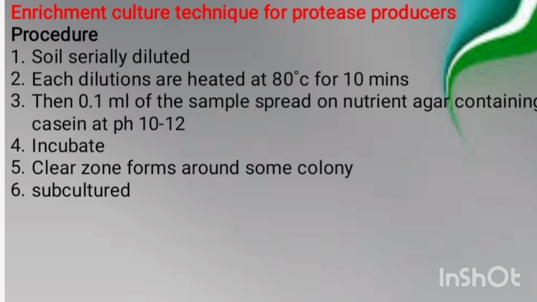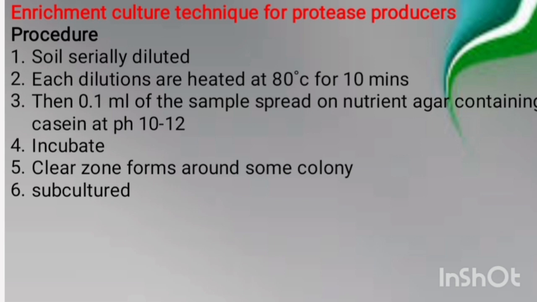Another example for the enrichment culture technique is the screening of protease enzyme producers. The procedure is simple. First step, serial dilution of the soil. Then all serial dilutions are heated at 80 degrees Celsius for 10 minutes. At that temperature, all vegetative cells will be killed, but the spores are unaffected.